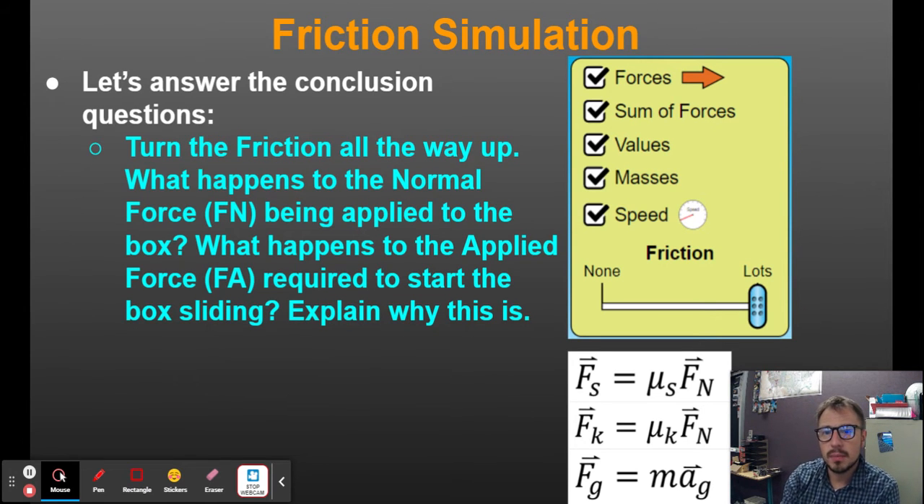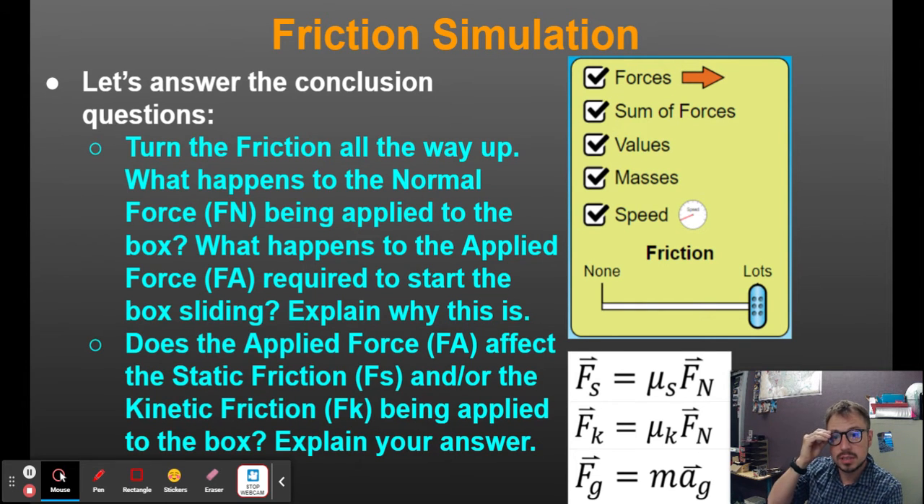So turn the friction all the way up. What happens to the normal force? Well, that doesn't affect the normal force. That doesn't affect the gravity. So it's not going to affect how hard these surfaces are being pressed together. What happened to the applied force required to start the box sliding? It's going to be more because that maximum amount of static friction has increased. The coefficient of static friction has been increased.